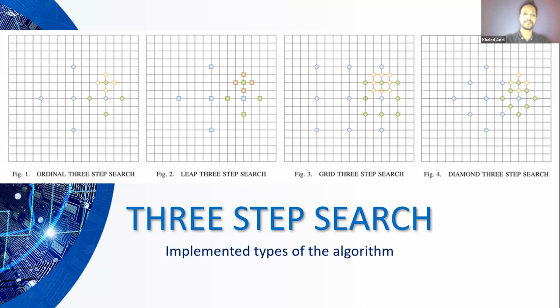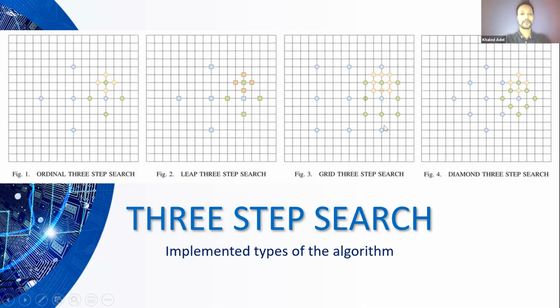The leap three-step search is the same as the ordinal three-step search, with the minimum difference that it searches for the block not just by moving 4 steps, it moves 8 by 8 pixels in each step. So in total, the first step in leap 3-step search would be 32 pixels away from our block. The grid 3-step search is based on the ordinal step search. Instead of generating 4 nodes or 4 blocks to search into, it generates a grid of 8 blocks in every step. And the diamond is the same as the grid. Instead of generating a grid of blocks, it generates a shape of a diamond of nodes.